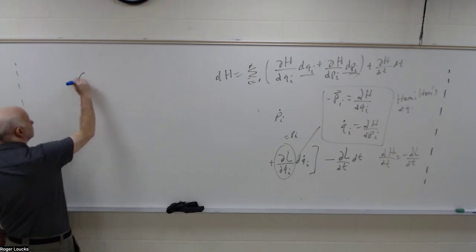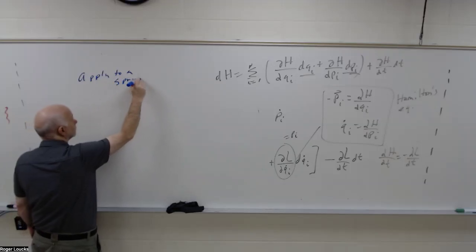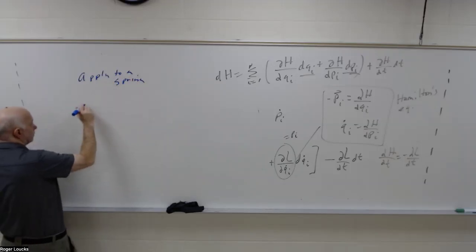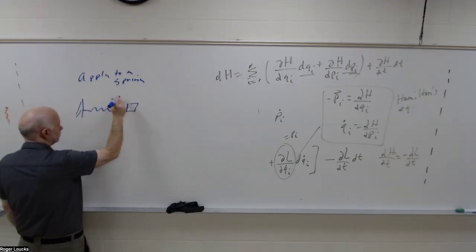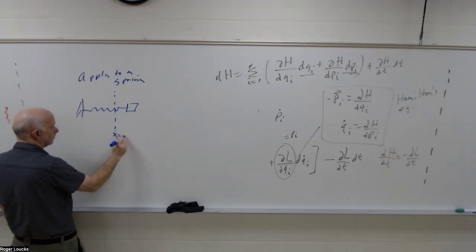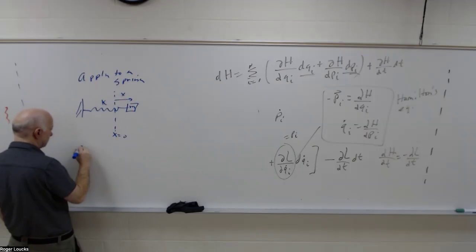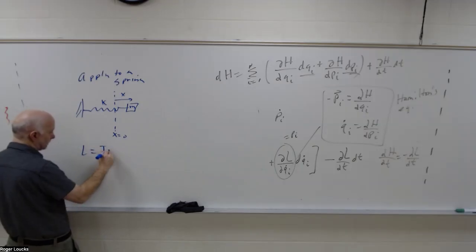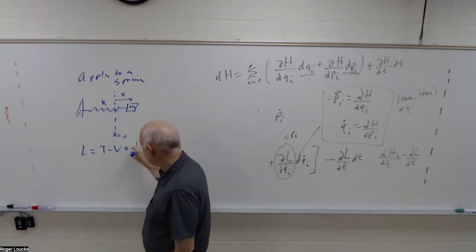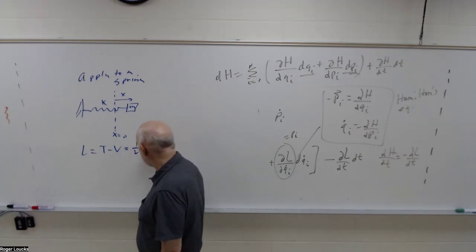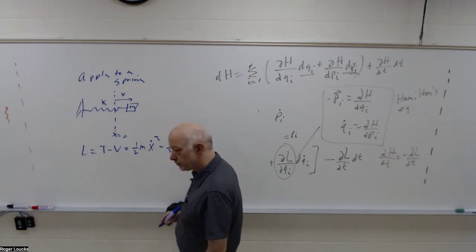We can say apply spring. So what are we going to have? Let's run the picture. This is our n equals 0 line. This is x. This is k. This is m. Last time we said our Lagrangian is always T minus V. So this is 1/2 m x dot squared minus 1/2 k x squared.